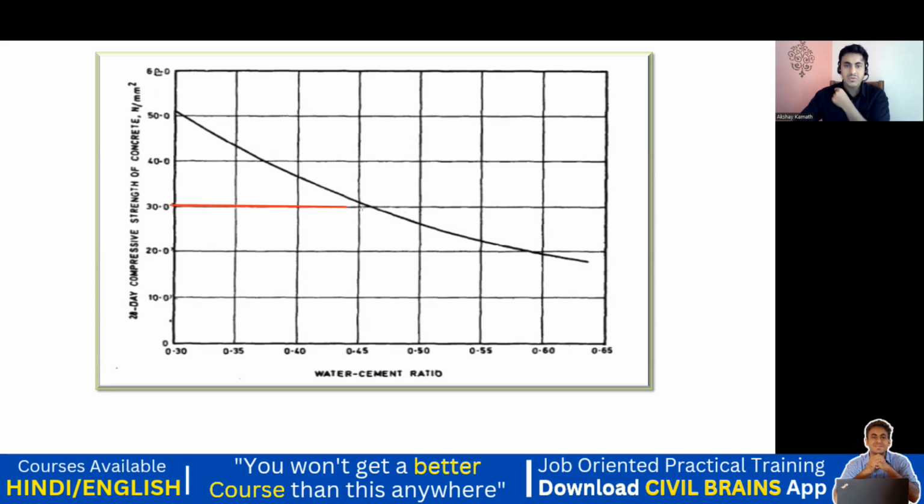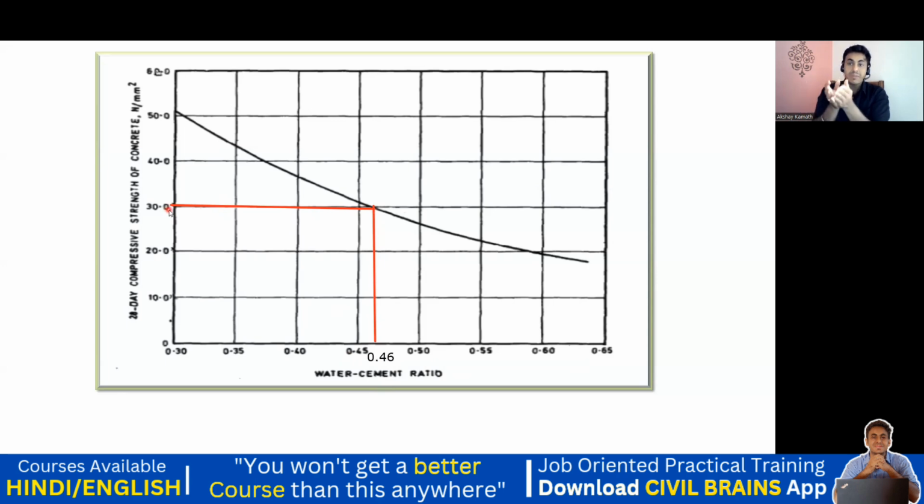Corresponding to the M30, what is the water cement ratio that I'm requiring? So my water cement ratio will come somewhere here. Let us say this is 0.6. This is the water cement ratio that I've added while preparing the mix design. Got it? Now, I wanted a strength of M30, so that is why I'm getting M30.